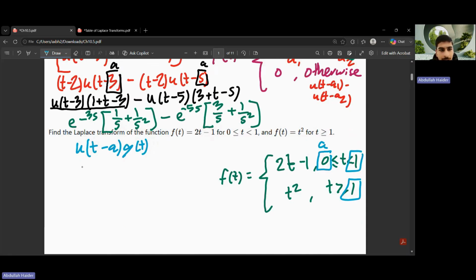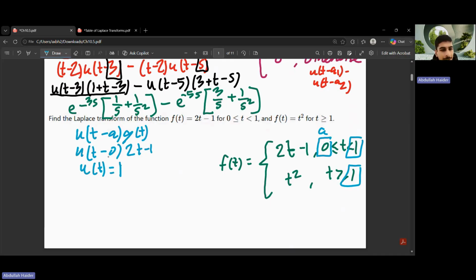So I can write this as u(t minus 0), 2t minus 1. And one thing you have to know is that u(t minus 0), so u(t), is always equal to 1. You need to remember this. U(t) is always equal to 1. So in this case, you have 2t minus 1 remaining.